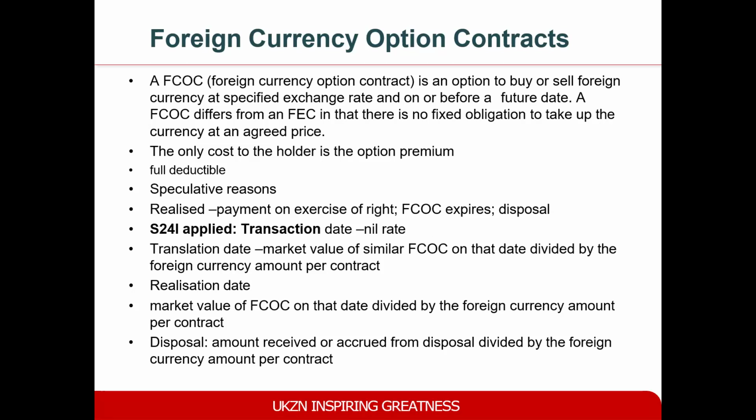So then you've got to use what now? On a transaction date, you use nil if it's FCOC. On a translation date, you use the market value of FCOC on that date, divided by the foreign currency amount per contract. On a realization date, you use the market value on the date, divided by the foreign currency amount per contract. On a disposal date, an amount received or accrued from disposal divided by the foreign currency amount per contract. This one sounds more complicated.